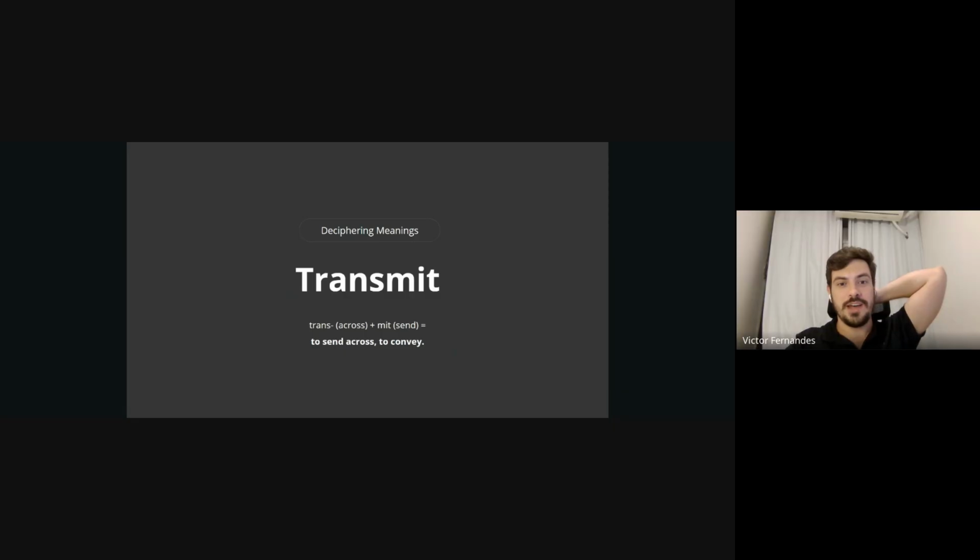And for this one, we have trans, which we understood as across, and mit as send. It is about moving, sending something that is going through a specific place or time or whatever. So we're sending a message, sending across, or to convey, which is similar to passing a message.